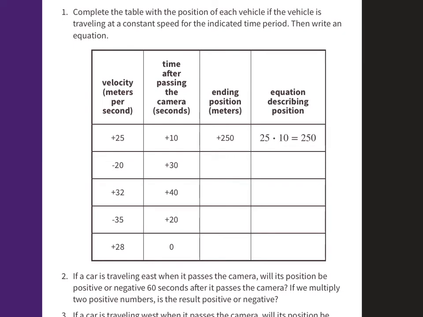So velocity in meters per second, 25 times 10 seconds. So 25 times 10 is 250. So the next one, negative 20 times 30.